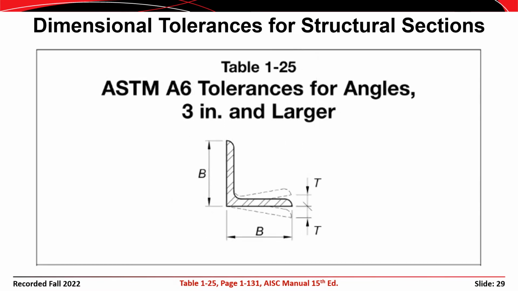Okay, then here's a tolerance for angles. Angles are supposed to be 90 degrees when you look at an L, but they're not always perfect. So it gives you a tolerance for how out of 90 degrees an angle can be.